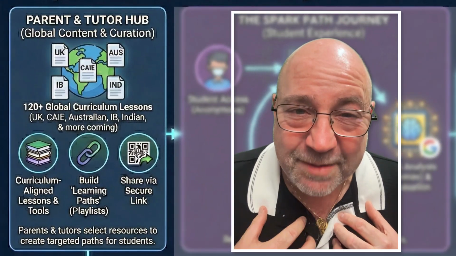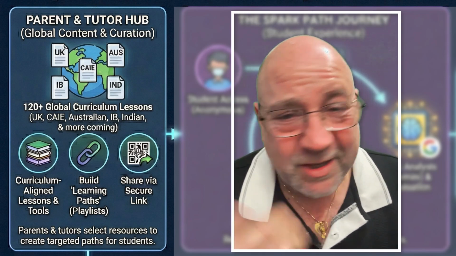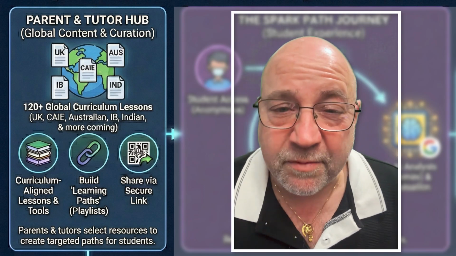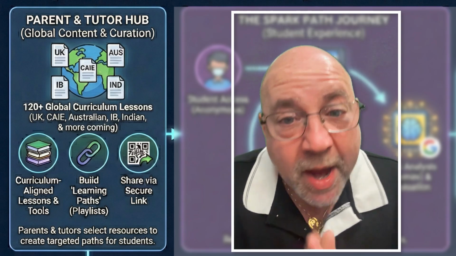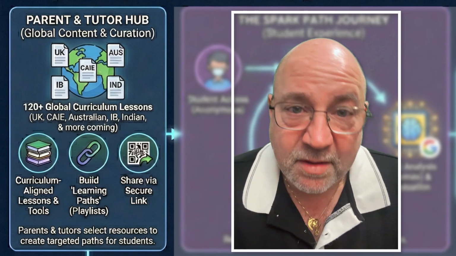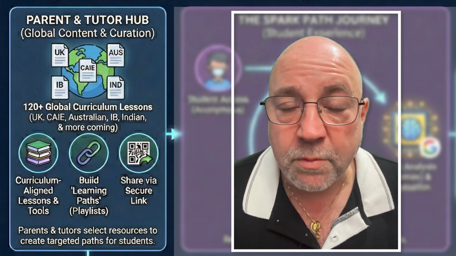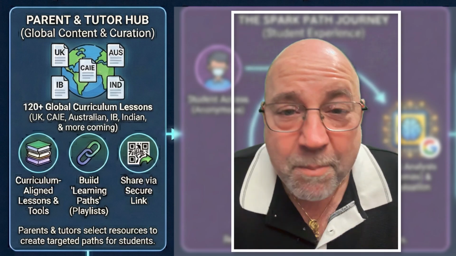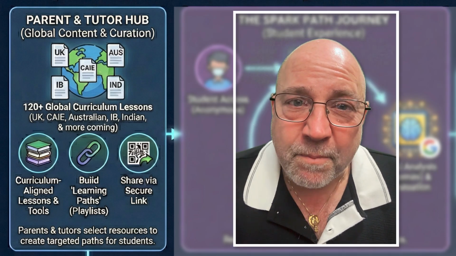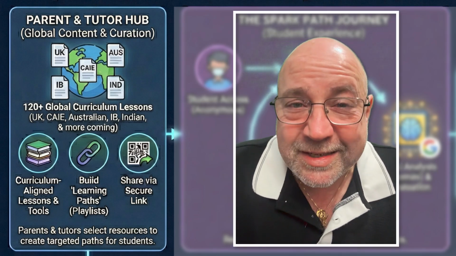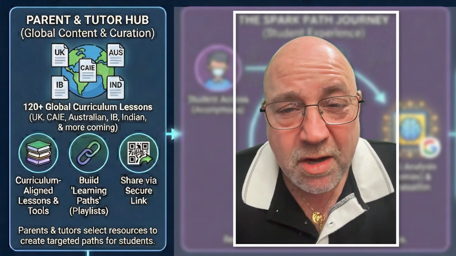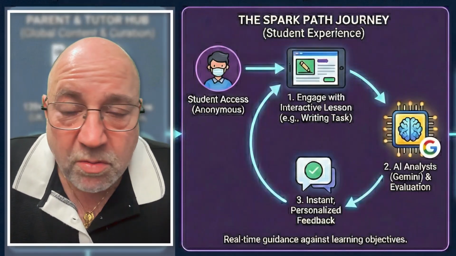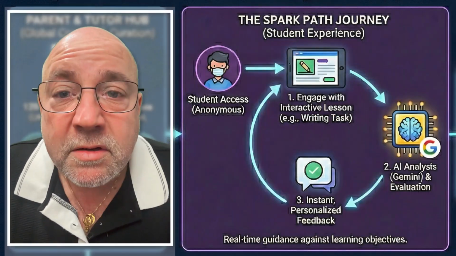As a home educating parent or a busy tutor, finding high quality, structured, engaging resources is really half the battle. Currently, I've built a library of over 120 lessons, but my aim is for thousands of lessons. These lessons range across multiple global curriculums: the British, IB, Australian, Indian, Cambridge, and there are many more to come. This gives you the freedom of choice. You can pick and choose the exact right lessons to build a custom learning path tailored specifically for your students' needs. Now, what you do is you create a learning path with several lessons added to it.